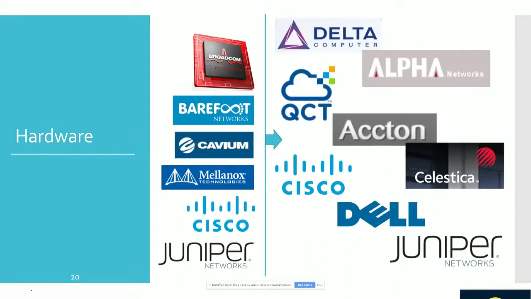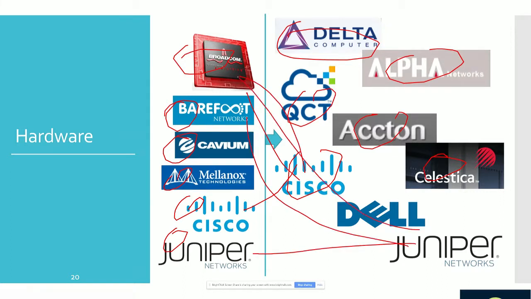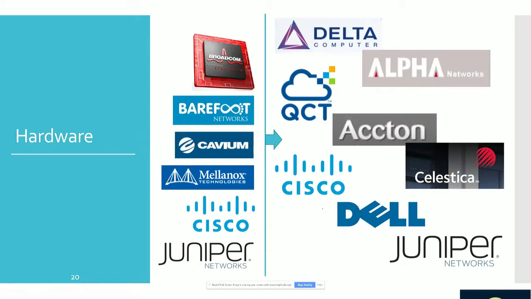So let's look at some of these things. In the hardware space, of course, I have a number of chip vendors. I have Broadcom, Barefoot, Cavium, Mellanox. Cisco and Juniper are not giving up on building their own hardware, their own silicon. These are often wrapped in sheet metal by Delta, Alpha, QCT, Accton, Celestica. Cisco, of course, is sheet metal wrapping Barefoot and Broadcom and their own stuff. And Juniper does exactly the same thing. They do their own stuff. They also do Barefoot and they do Broadcom. Dell primarily sheet metal wraps Broadcom and Barefoot, but they do some Cavium and other things as well. So essentially, you can pick the chipset and you can buy the sheet metal around it.